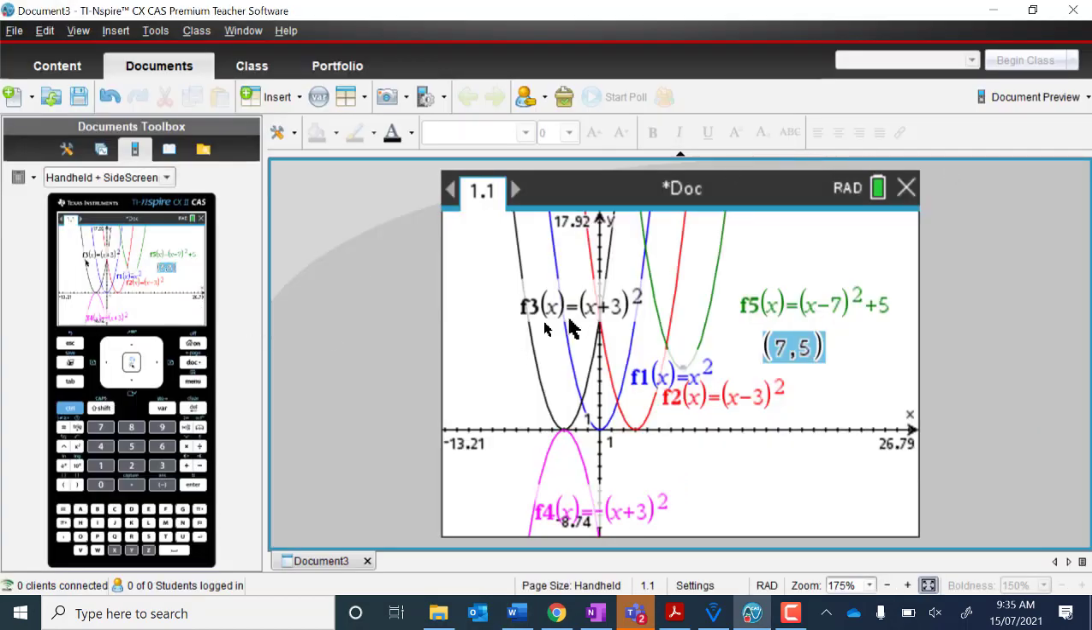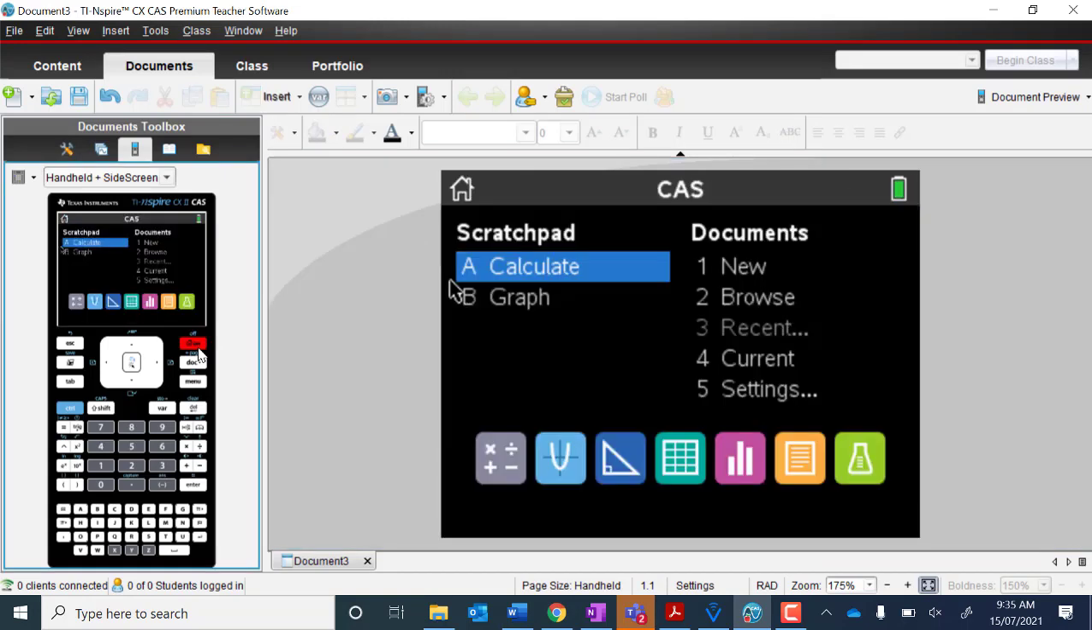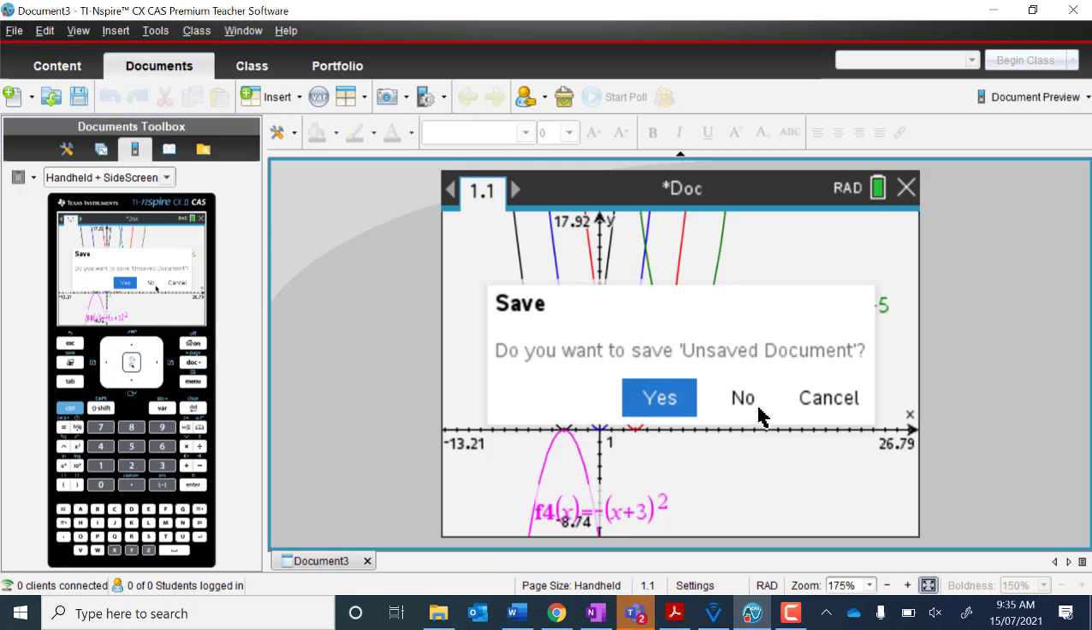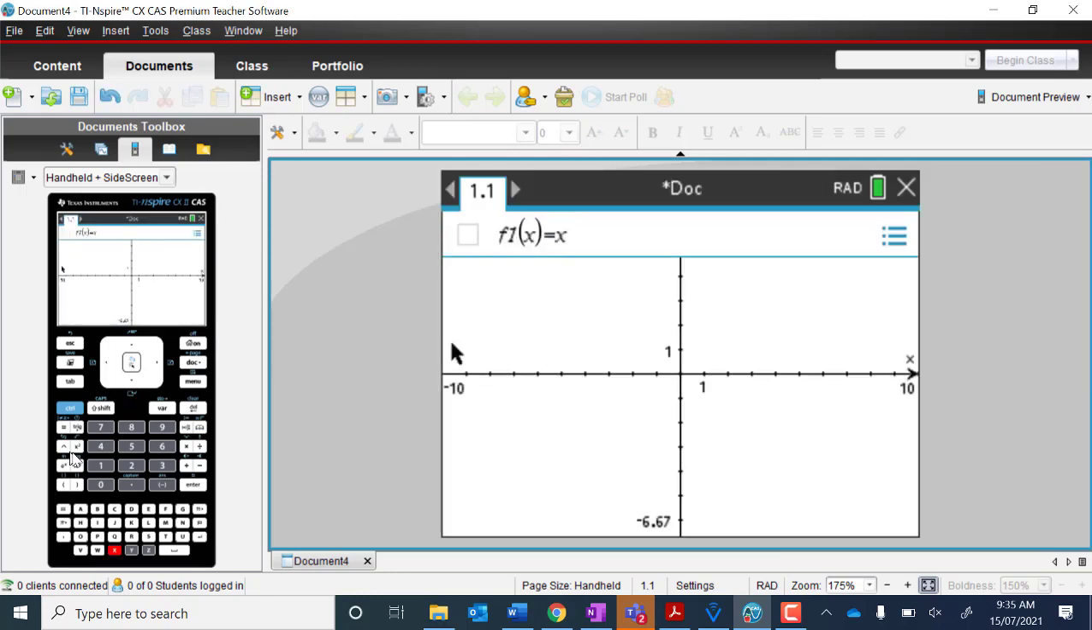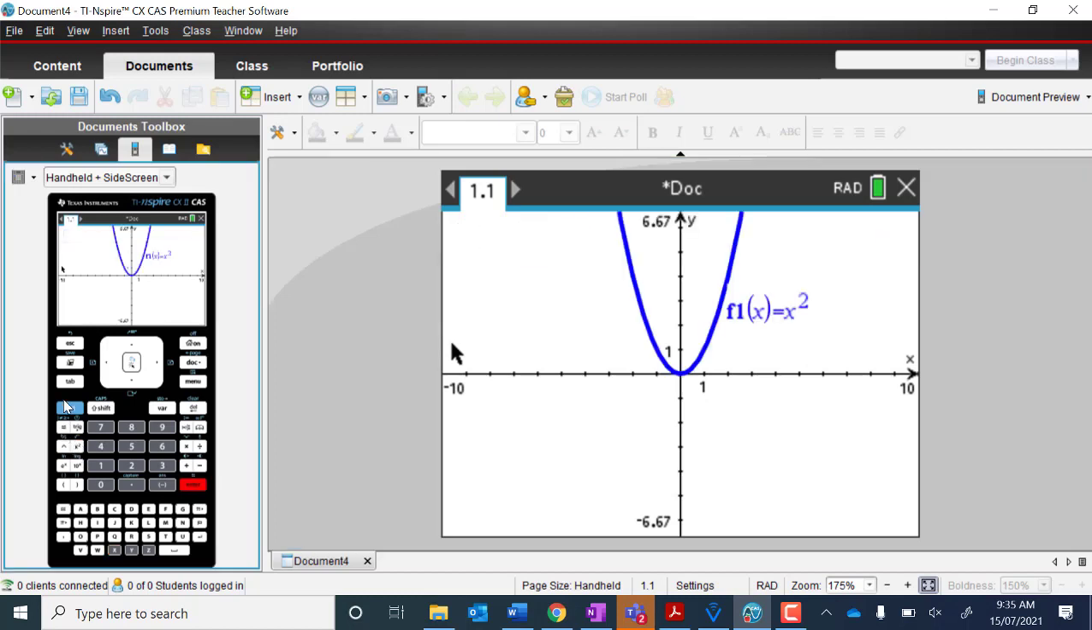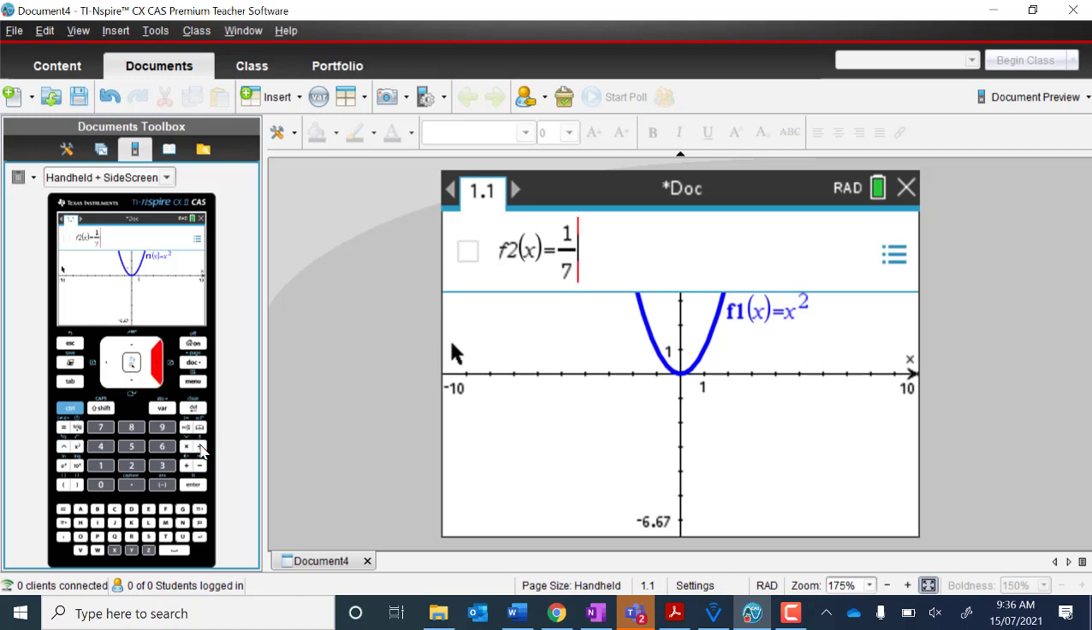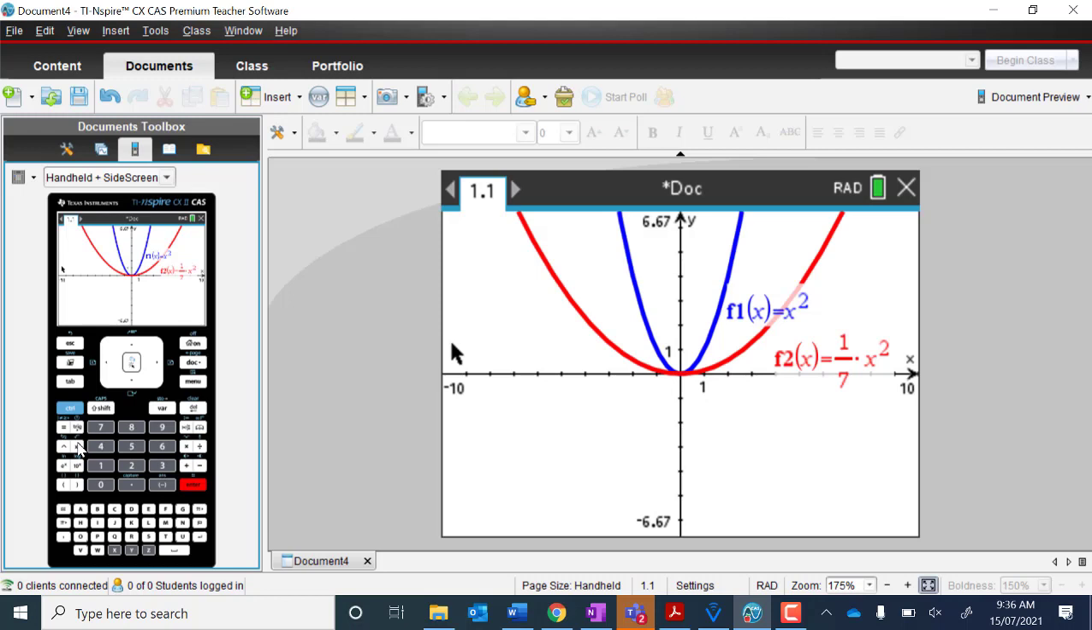When you're going through here and you want new stuff, you're going to need to start a new document. So you're going to go to the home screen, new document, get rid of that. When you're adding graphs, if I'm going x squared and I want to add another one, you want to use the tab button to go on to the next one. Let's say we'll use a fraction tool. I want 1/7 x squared, which hopefully will be a much wider one, which we established before. And likewise, let's go 5x squared, which will be much thinner.